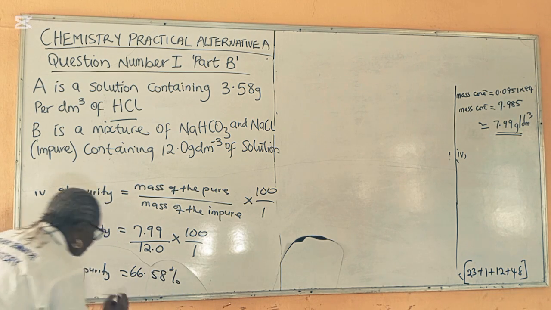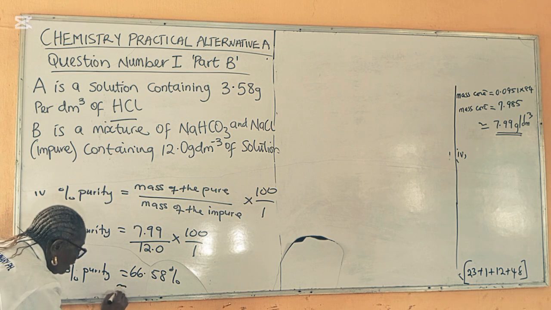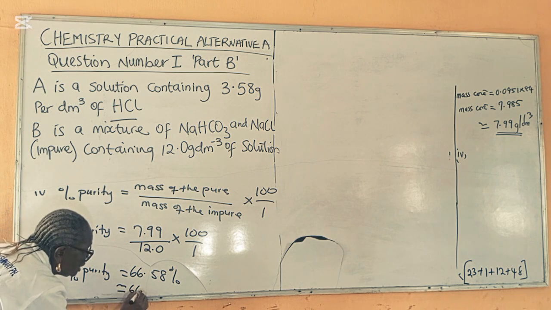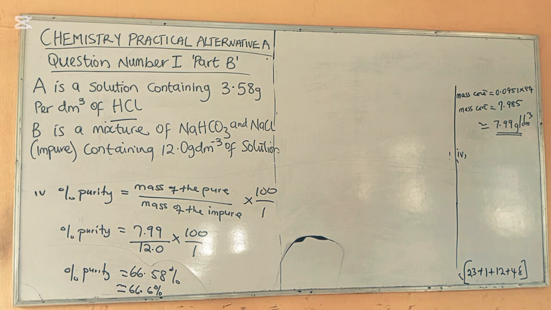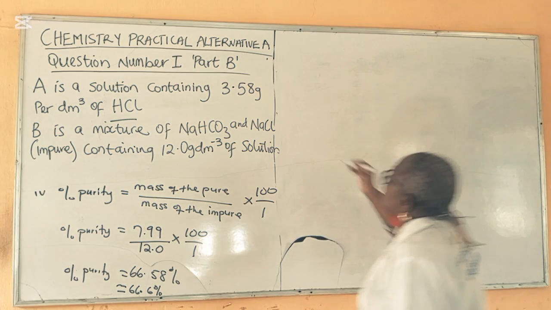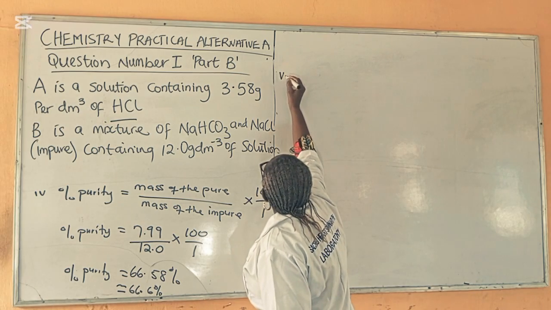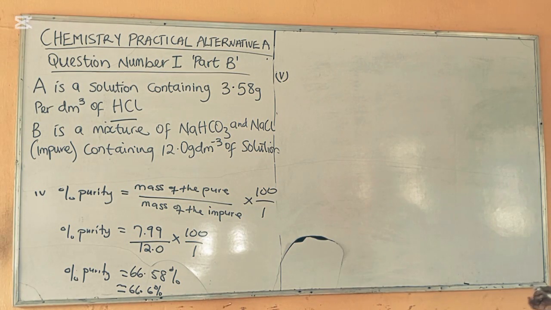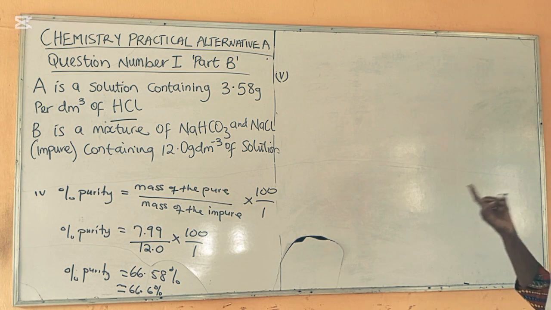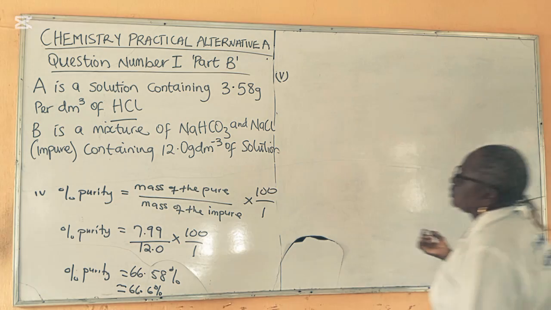66.58%, but you have to bring it to three significant figures, which is 66.6%. That's the answer. Please make sure you always express your answers to three significant figures with correct units. They may say you should find the mass of the sodium chloride in the mixture, or they will say find the mass of the impurity, because sodium chloride is acting there as the impurity.